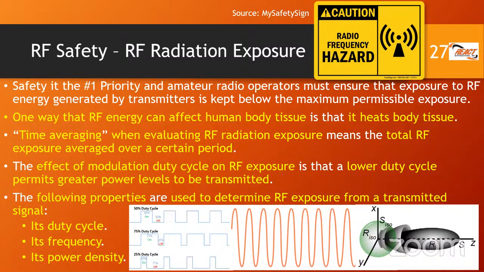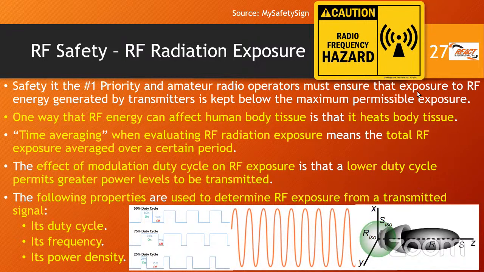So we're now talking about RF safety and exposure to radio frequency. While it cannot be seen, while it is colorless and odorless, you can't see it, you can't taste it, you can't touch it, it can harm us. You can get an RF burn, for example. How that happens is that radio frequency can heat up body tissue and therefore cause burns. So that's actually an exam question: one way that RF energy can affect human body tissue is that it heats body tissue.